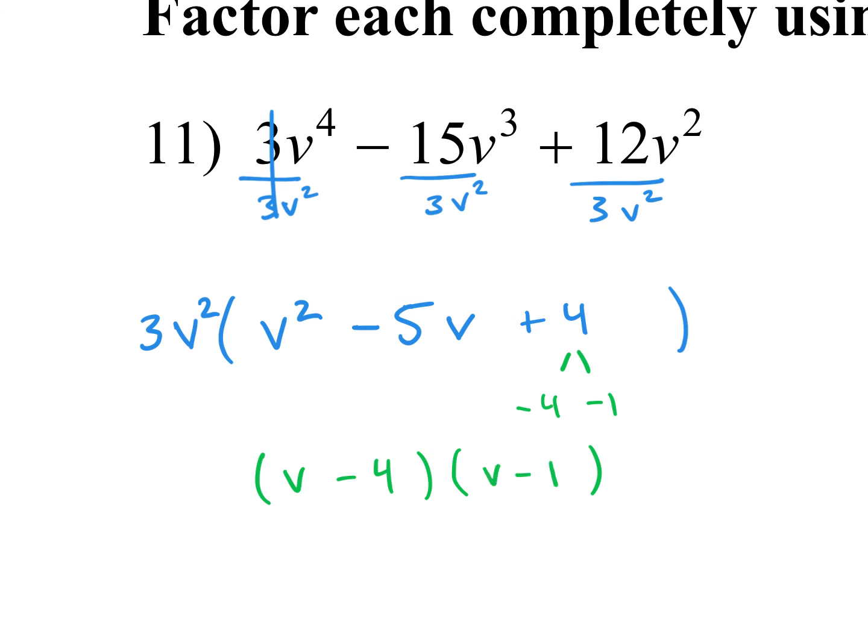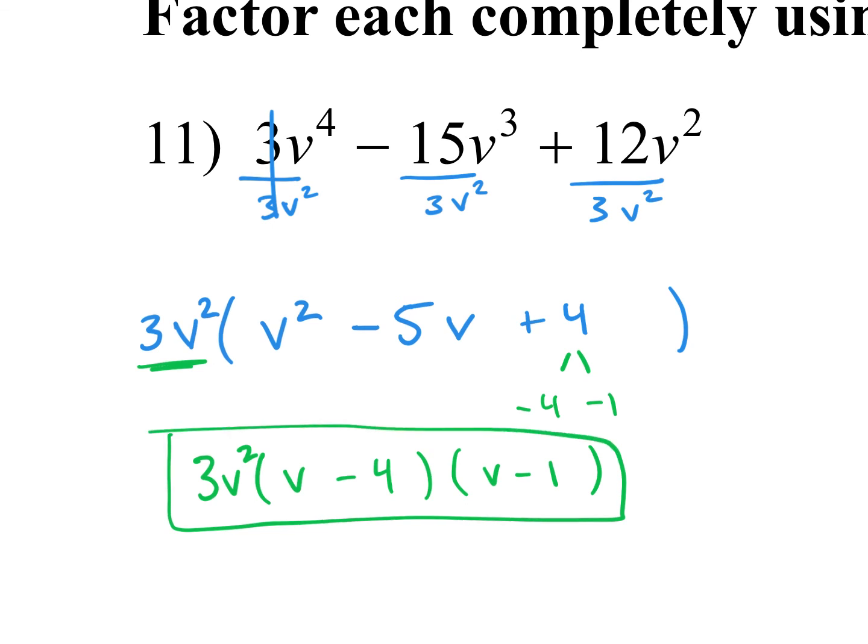But Victor, what can I not forget? The 3v squared on the outside. So since I took that out, just make sure you put that in your answer. So my answer is 3v squared times v minus 4 times v minus 1.